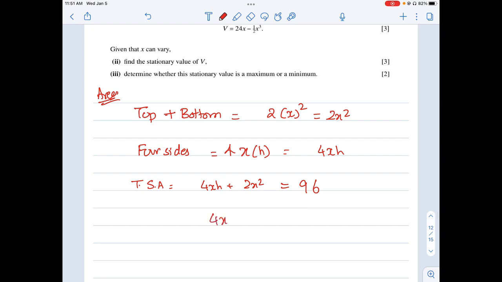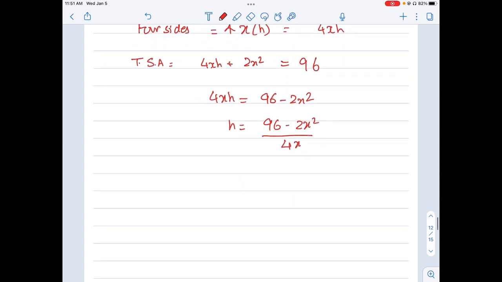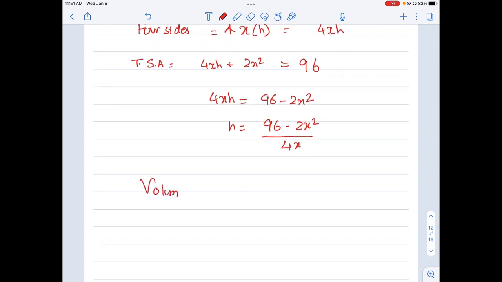So I can make h the subject: h is equal to 96 minus 2x square, upon 4x. Now he's asking what the volume is. Volume is equal to area of the base times height. Area of the base is x square, times height, which is 96 minus 2x square upon 4x. So I can cancel one x with x.